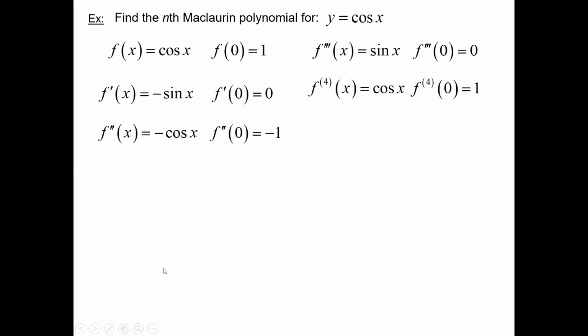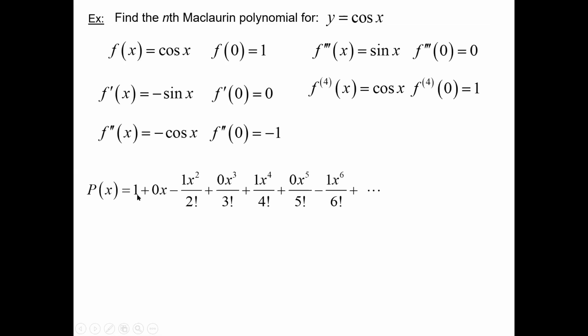Don't try to do them in your head. Write them all out when you do these problems. f of 0 would be 1 plus f prime of 0 times x minus f double prime of 0 times x squared over 2 factorial plus f triple prime of 0 times x cubed over 3 factorial, and then the pattern starts over, and it proceeds like that.